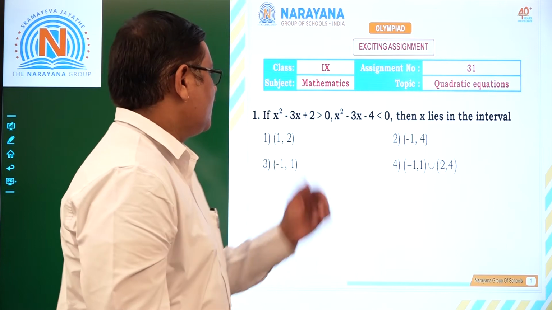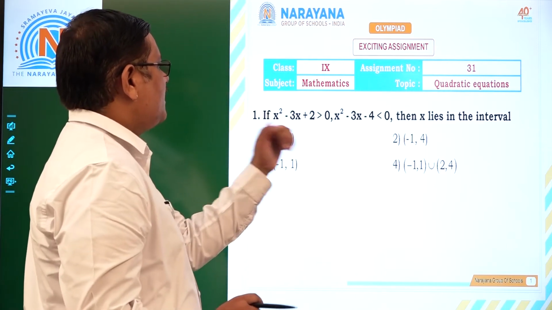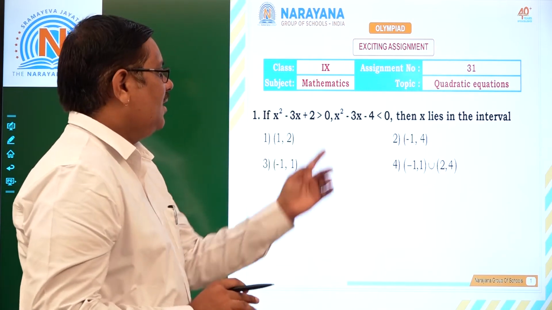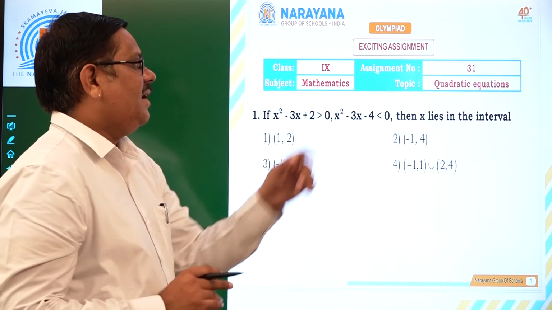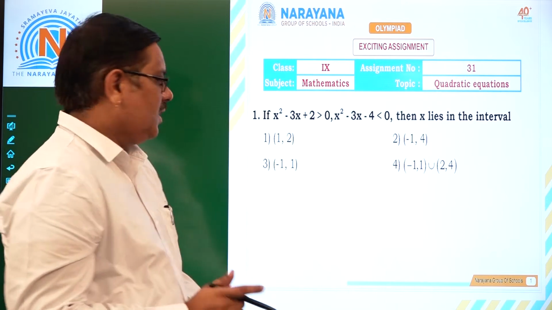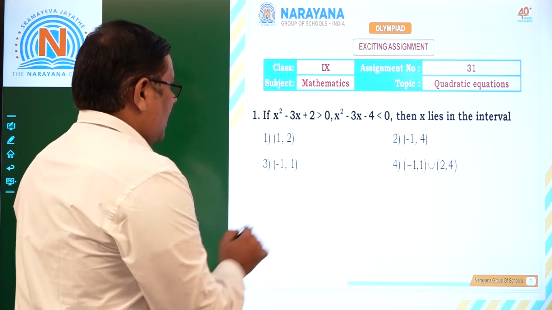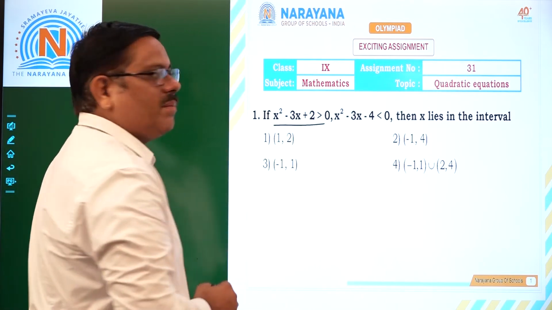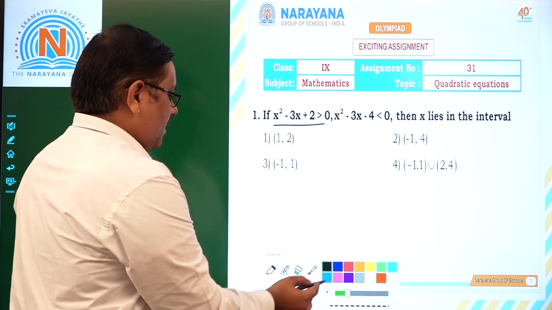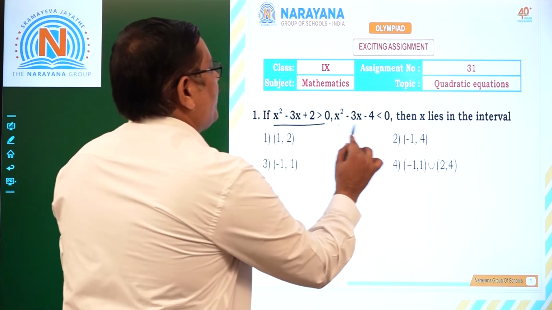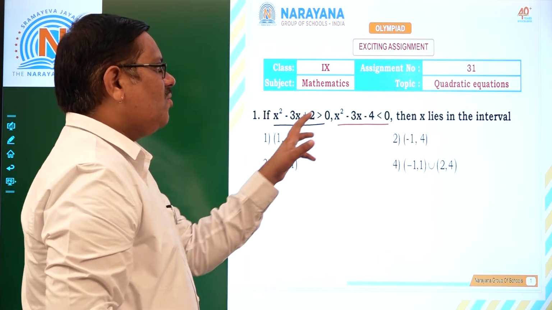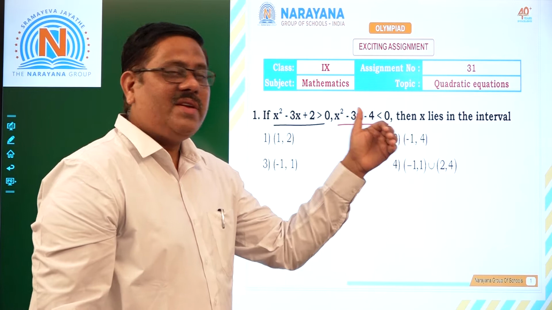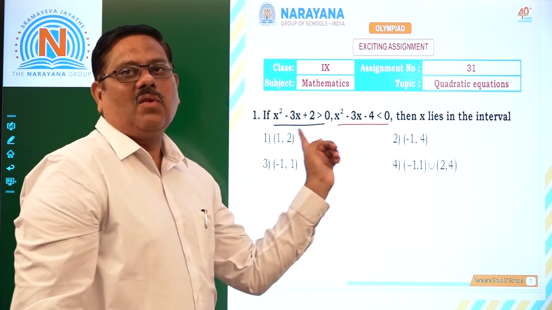Okay, now let us see the first question. If x square minus 3x plus 2 greater than 0, comma, x square minus 3x minus 4 less than 0, then x lies in the interval. If you look at the question, there are two conditions given. One is x square minus 3x plus 2 greater than 0. The second condition is x square minus 3x minus 4 less than 0. Two inequalities are there. We have to find out such an x which is satisfying both the inequalities.